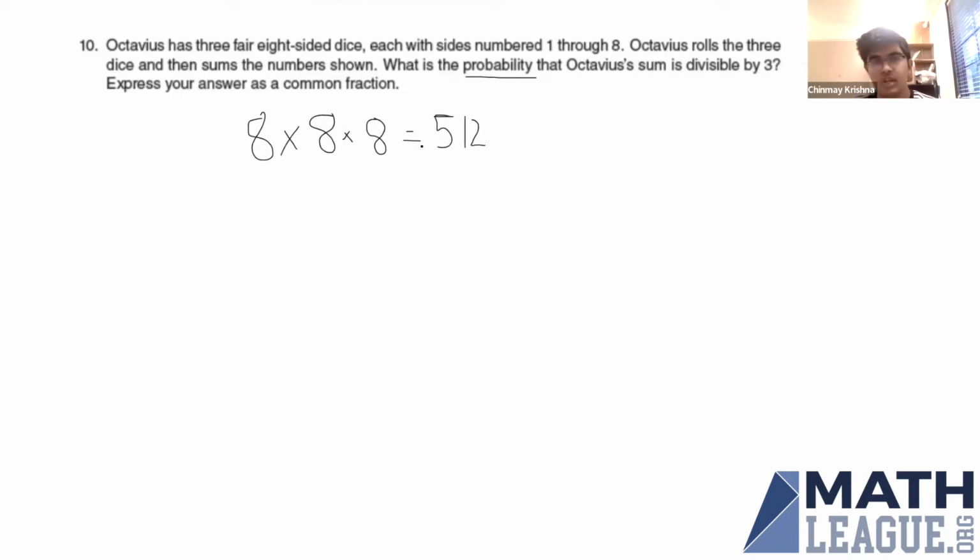And out of those, we're trying to find how many of those 512 ways to roll 3 dice have a sum that's divisible by 3. So this is the denominator of our fraction, and now we're trying to find the numerator, the number of ways to get 3 numbers from 1 through 8 to add up to a multiple of 3. So let's look at the numbers 1, 2, 3, 4, 5, 6, 7, 8.